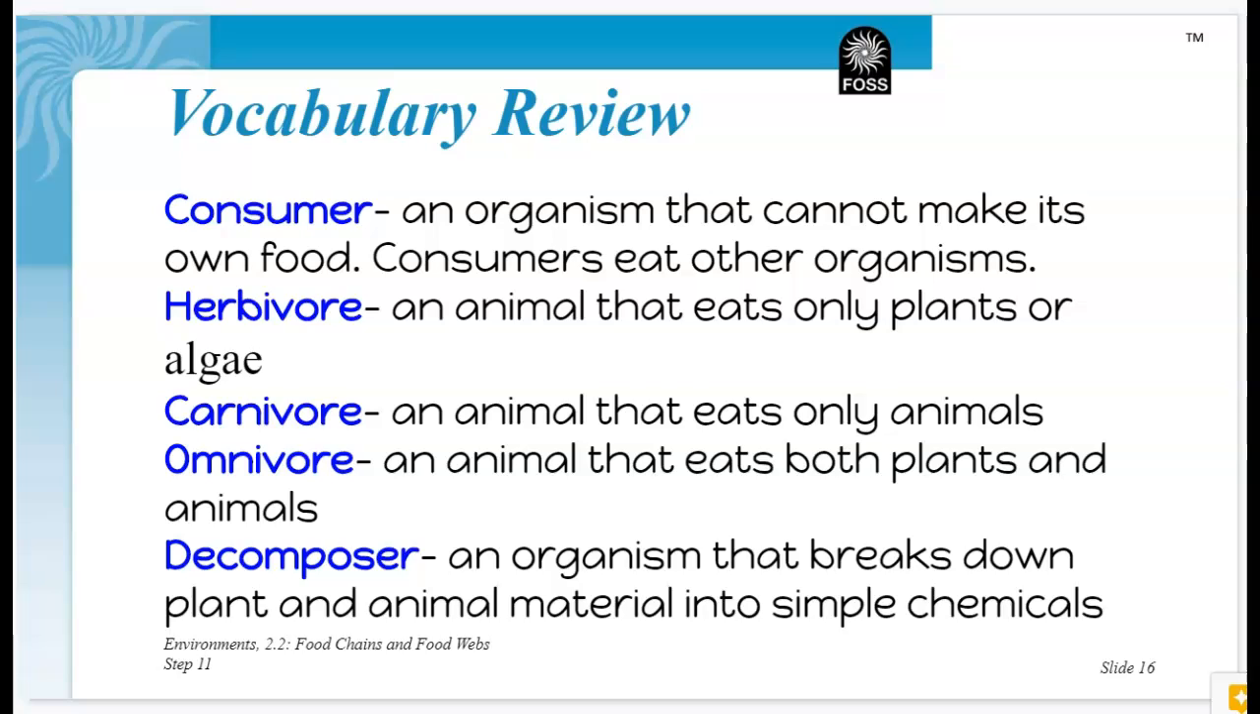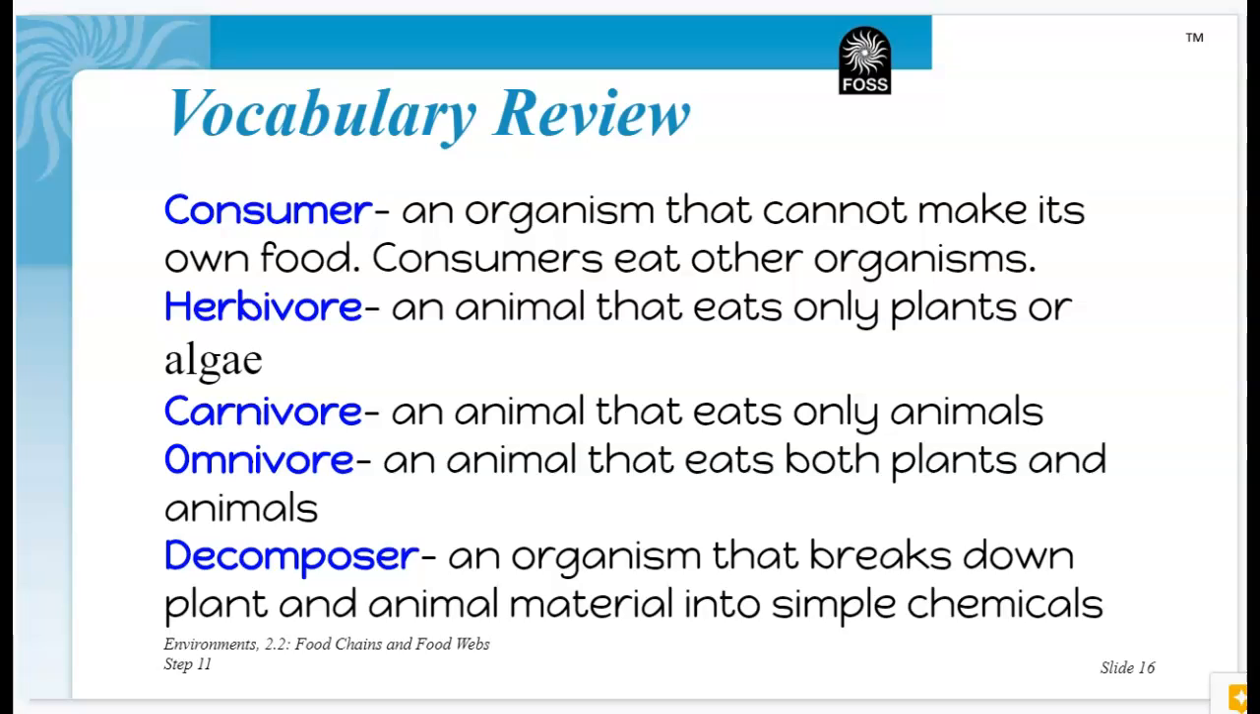Here are some of the vocabularies that we learned today. It is time for us to pull out our notebook and write them down. Consumer, an organism that cannot make its own food. Consumers eat other organisms. Herbivores, an animal that eats only plants or algae.